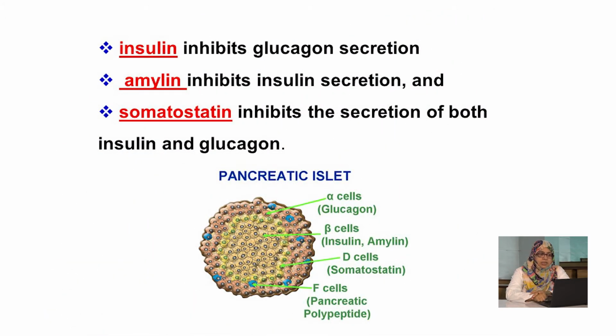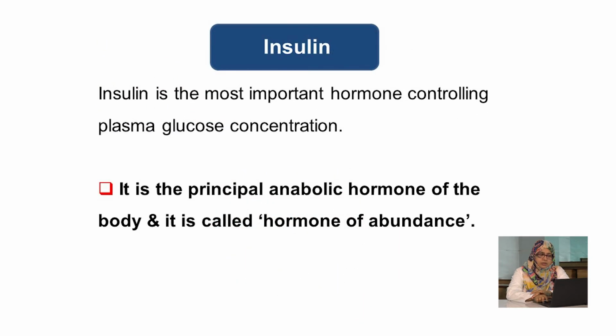Insulin inhibits glucagon secretion, amylin inhibits secretion of insulin, and somatostatin inhibits the secretion of both insulin and glucagon. Now we are going to discuss insulin. It is the main topic. Insulin is the most important hormone controlling plasma glucose concentration. It is the principal anabolic hormone of the body, and it is called the hormone of abundance.